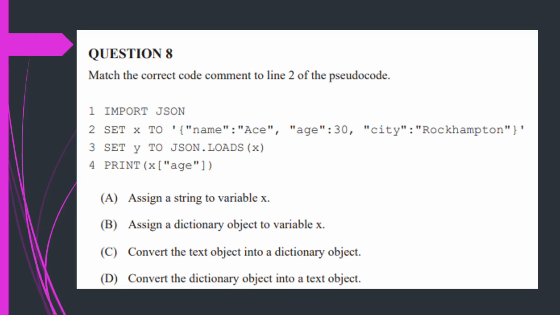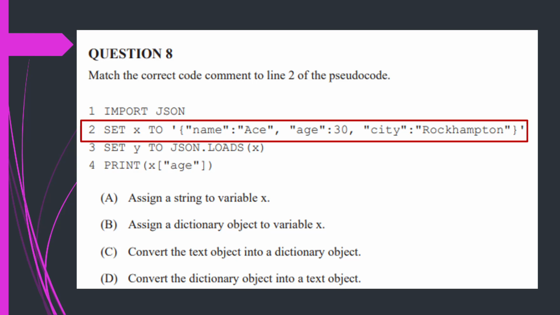Question 8, we only focus on question number 2. Question number 2 is very simple, and all I will do is just follow the answer. Assign a string. Well, this is not a string, so that's definitely not the right answer. Assign a dictionary object to variable x. That makes sense because this is an object and we're assigning it to variable x. So this is currently what I am thinking may be the right one.